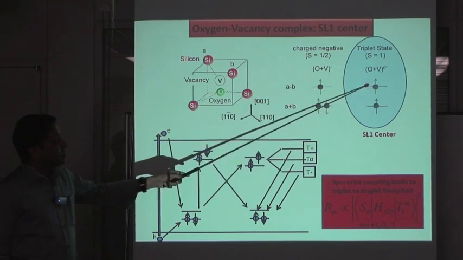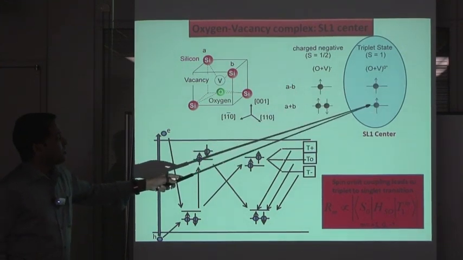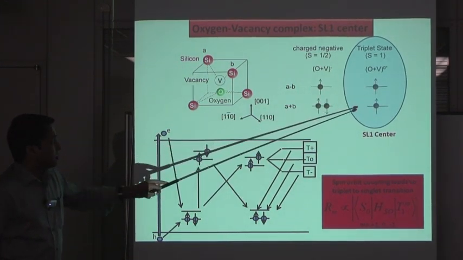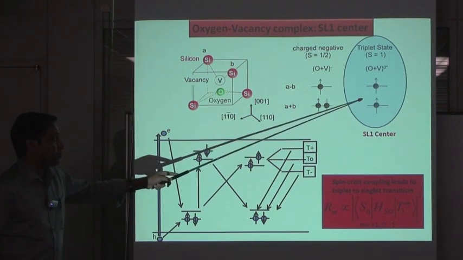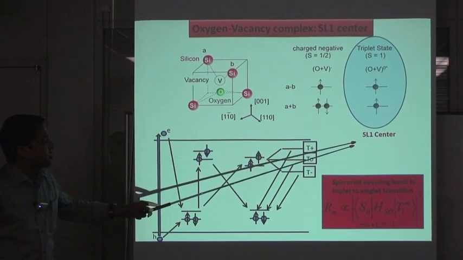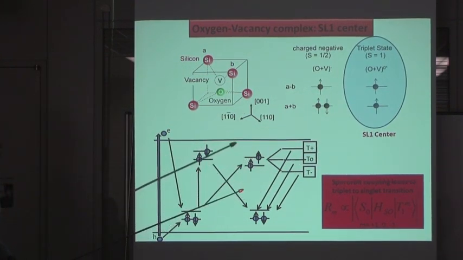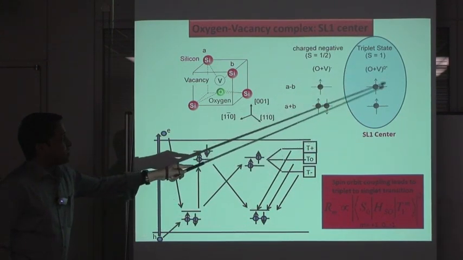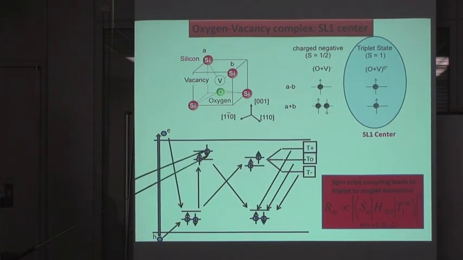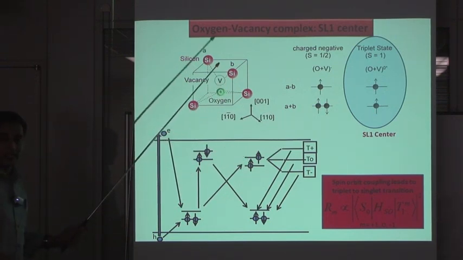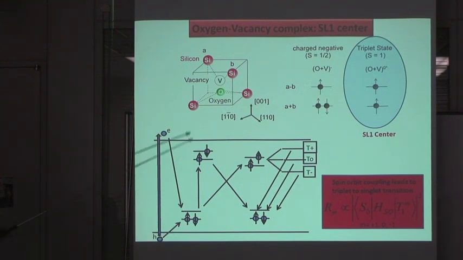And if it is in a triplet state, something like this, which is not charged, which is a neutral triplet state, then it is known as the SL1 center. Basically, I will talk about the SL1 center here, and I will show how the recombination takes place in the SL1 center. When you illuminate your sample, just think that we have these oxygen vacancy defects in our samples, and these two silicon have one electron each.